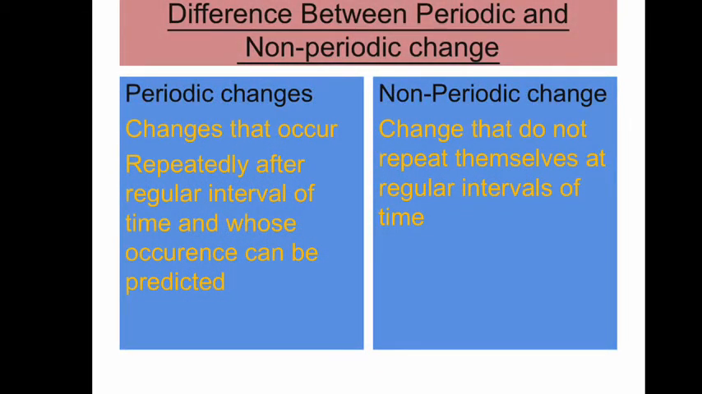The first one is periodic changes: the changes that occur repeatedly after a regular interval of time and whose occurrence can be predicted. The non-periodic changes are those changes that do not repeat themselves after a regular interval of time.